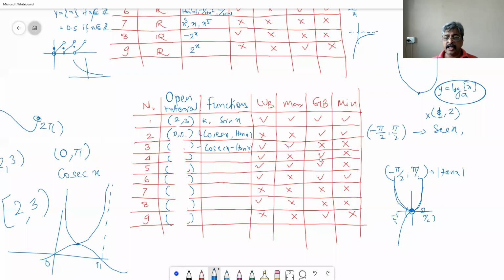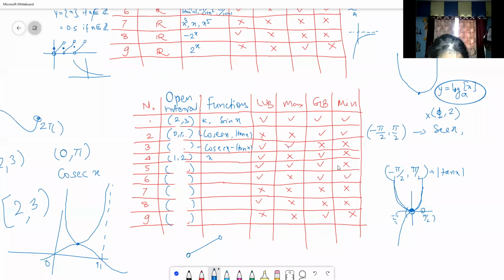You have LUB and GLB, but not maximum, minimum. Simple. Sir, x between 2 and 3. y is equal to x between any two. 1 to 2, y is equal to x. You have LUB 2, GLB 1, but you really do not achieve the maximum. Yes, good. Next, fifth, you have these three, LUB, maximum, GLB, but not minimum.